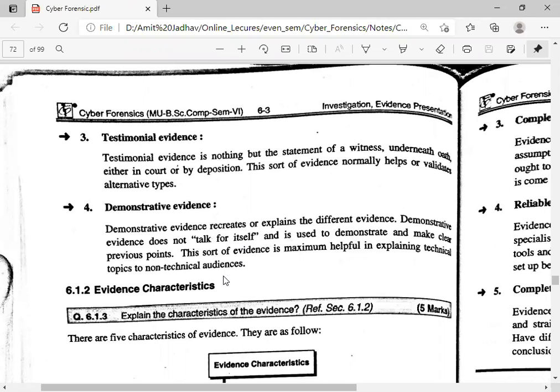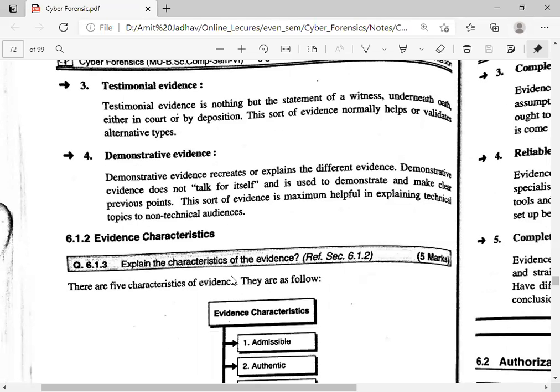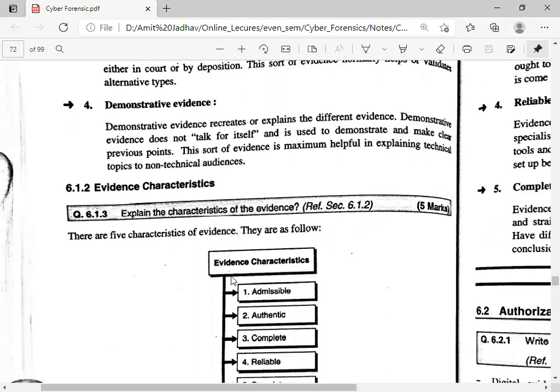So these are the things that technically prove using means, for example any audio or video clip. That is an example of demonstrative evidence. Or we can recreate the scene, that means prove how the incident has happened. So this is nothing but demonstrative evidence.